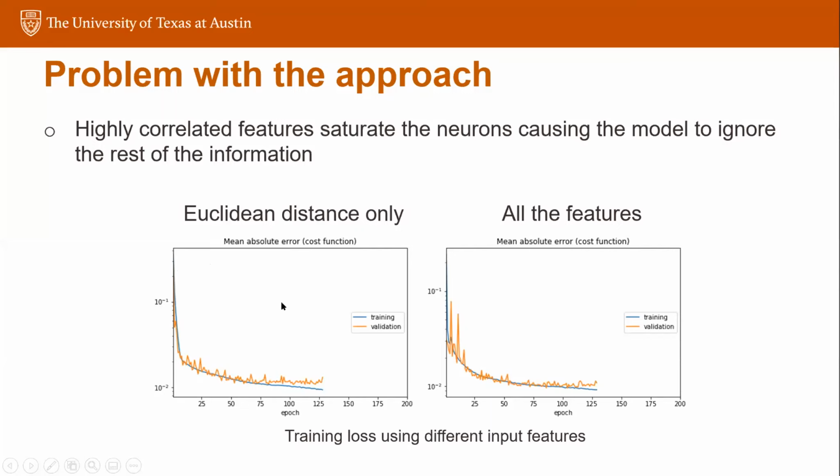I ran this experiment so you can see that more clearly. In the first plots, I'm showing what happens if we train only with the Euclidean distance. And in the second plot, I'm showing what happens when we train with all the features. And we can see that we get very similar curves. So that means that the other features are not being used.